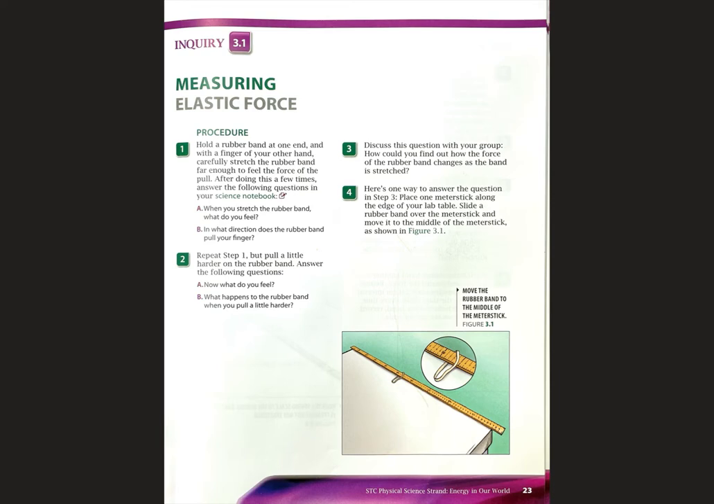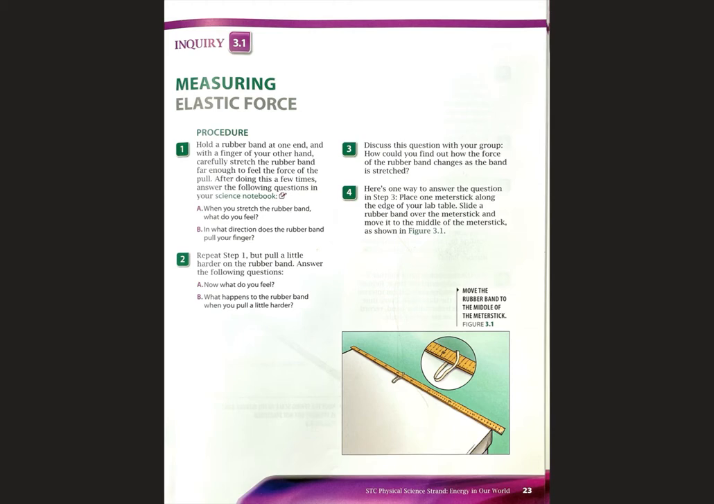All right, so we are in the procedure section of your notebook. So make sure you're under procedure number 1A and B. So hold a rubber band at one end and with a finger on your other hand, carefully stretch the rubber band far enough to feel a force of the pull. After doing this a few times, answer the following questions in your science notebook. So if you are at home, go grab a rubber band and give this a shot.